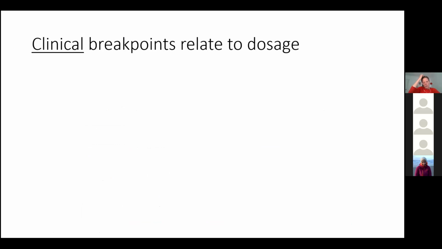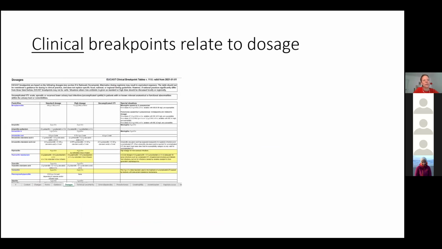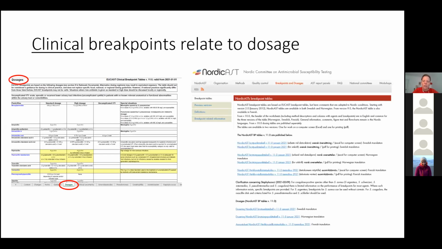So a little bit more background, clinical breakpoints relate to dosages, and these dosages you can find in the EUCAST and NordicAST breakpoint table on the worksheet dosages, where you find a standard dosage and a high dosage column. So S relates to the standard dosage and I to the high dosage column. On the NordicAST page under breakpoints and dosages, you can also find these dosages worksheets as PDF file for the 3 different languages.